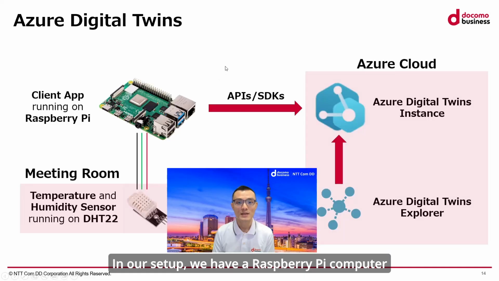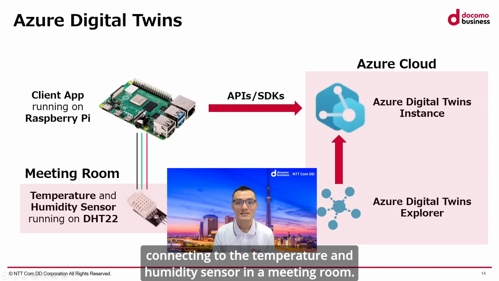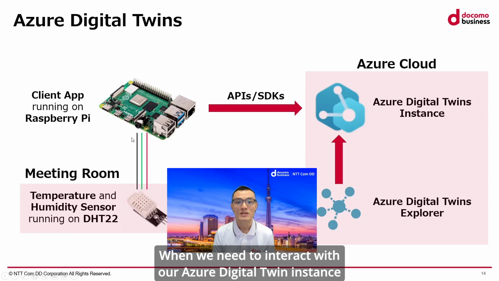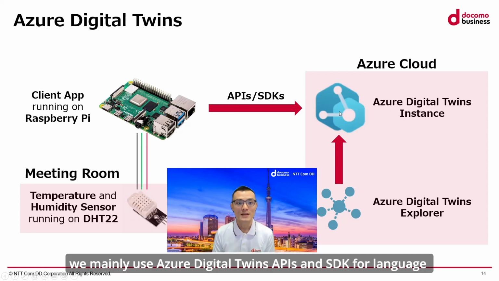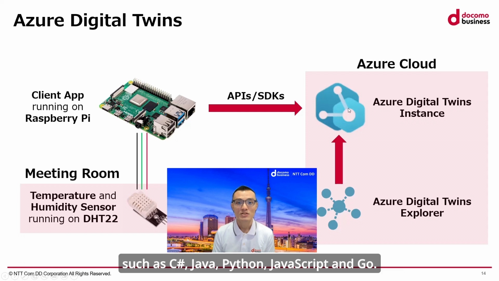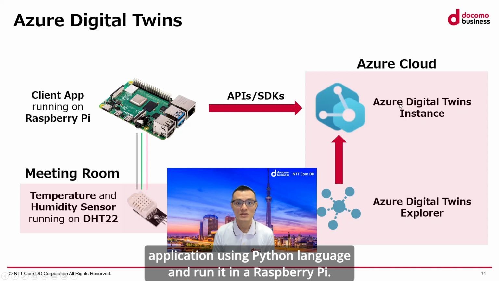In our setup, we have a Raspberry Pi computer connecting to the temperature and humidity sensor in a meeting room. When we need to interact with our Azure Digital Twin instance, we mainly use Azure Digital Twins APIs and SDKs for languages such as C#, Java, Python, JavaScript, and Go. In this scenario, we have developed a client application using Python and run it on a Raspberry Pi.